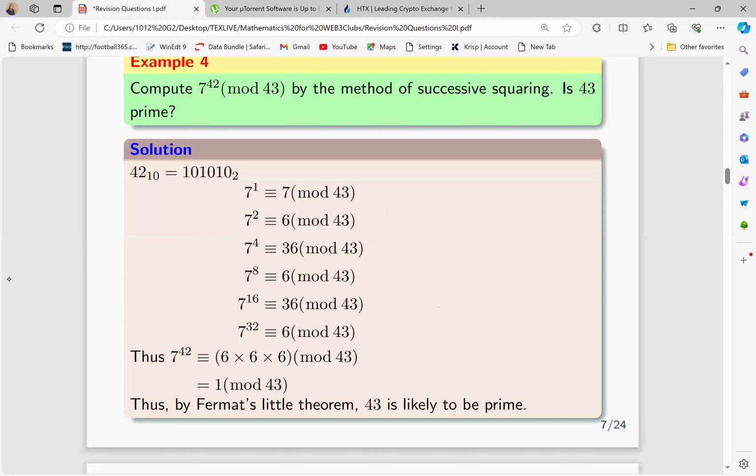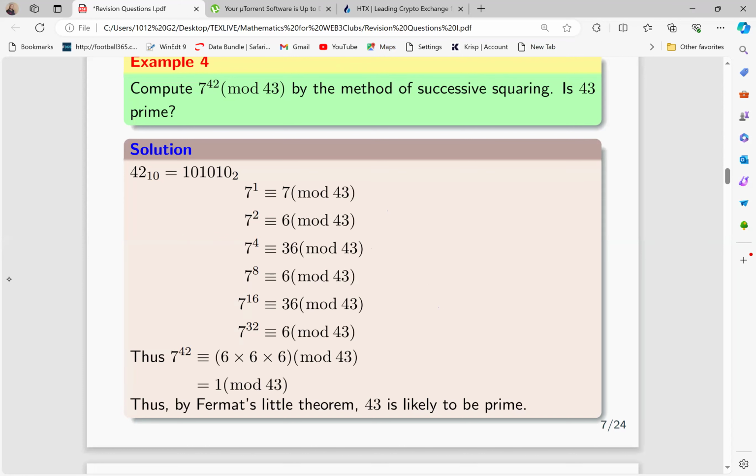Actually, you just square the 6 up there, since raising 7 to the power of this is the same as raising it to the power of the 6 here. So you get 6 times 6 is 36. 36 is less than 43, so there's no need to change it. And then next, we square 36, and we get 36 times 36, which is 1,296.